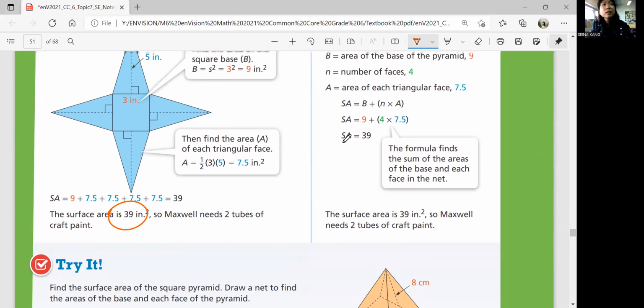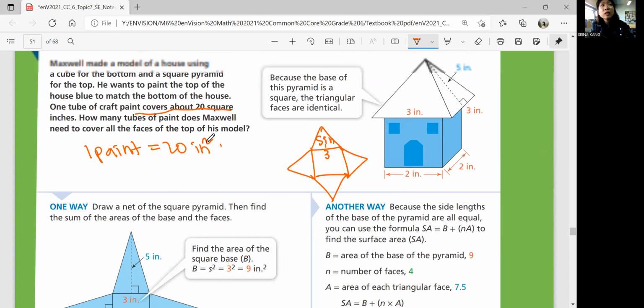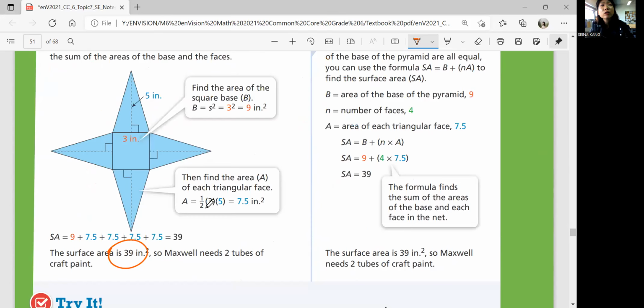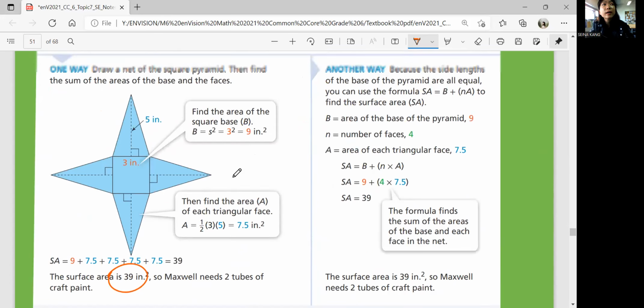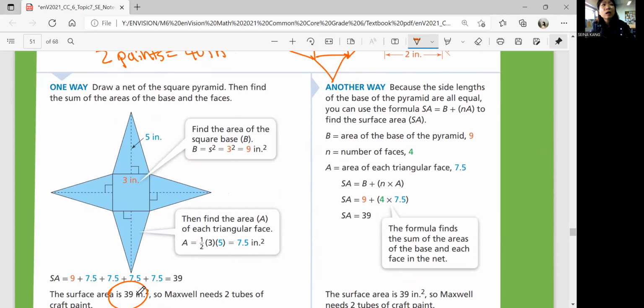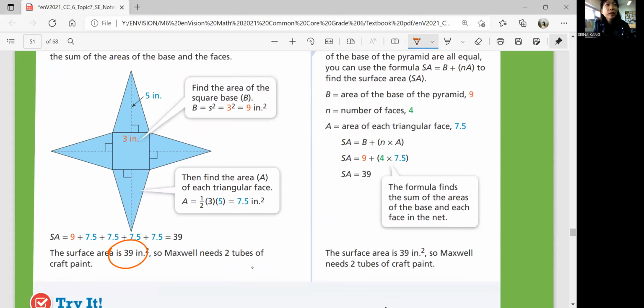So that means how many tubes does he need? 1 tube of paint will cover 20 inches square. So if he has two tubes of paint, he'll cover 40 inches square, which means it's going to cover 39 inches square. So he just needs 2 tubes of craft paint.